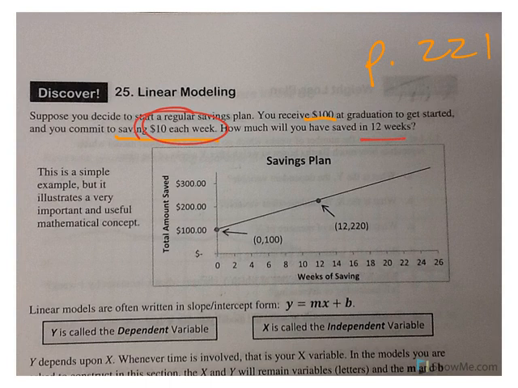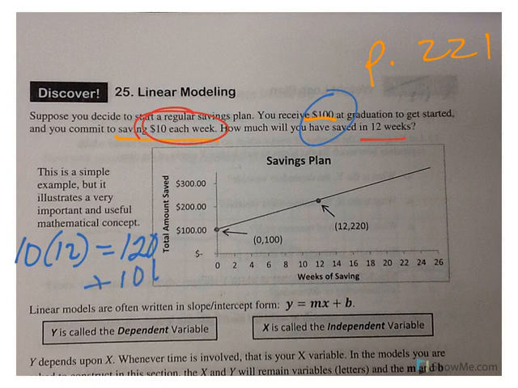Now this question asks, how much have you saved in 12 weeks? Well, just thinking logically, if you save $10 a week for 12 weeks, you will have saved $120. But don't forget, you started with that initial 100, which gives you a total of 220. And that is how the ordered pair (12, 220) came to be here.